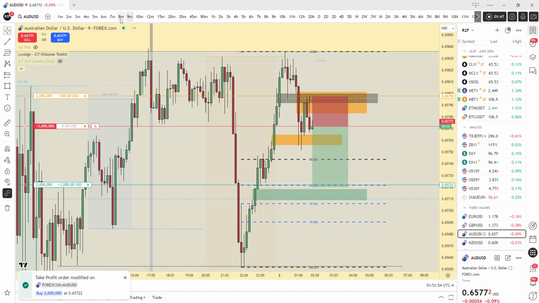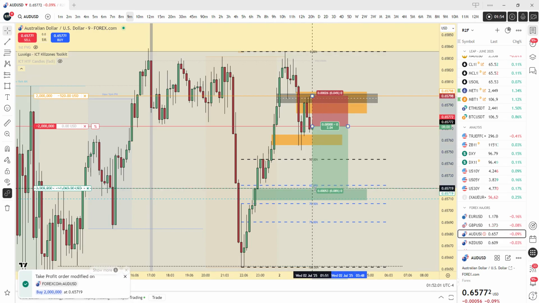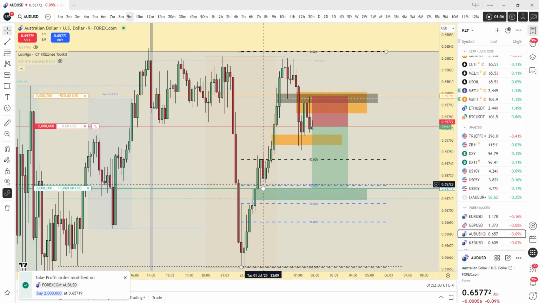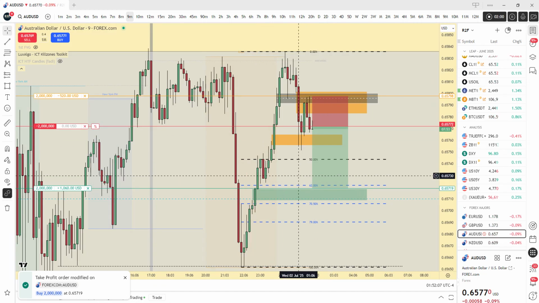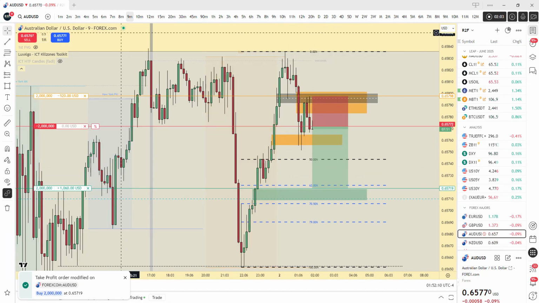Actually, it's not too bad. I think we do have that wickless candle, and I like that. It's really close to the 62% level. So if we do go there, I think we can reach for that. Okay.